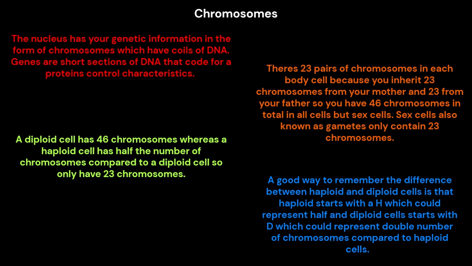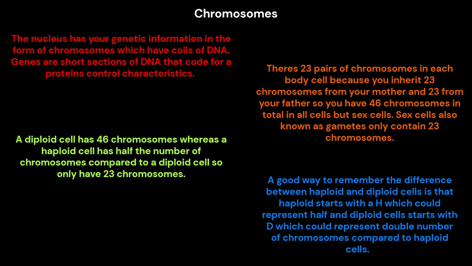Cells and control. Chromosomes. The nucleus has your genetic information in the form of chromosomes, which have coils of DNA. Genes are short sections of DNA that code for a protein's characteristics. There are 23 pairs of chromosomes in each body cell because you inherit 23 chromosomes from your mother and 23 from your father. So you have 46 chromosomes in total in all cells, but sex cells.